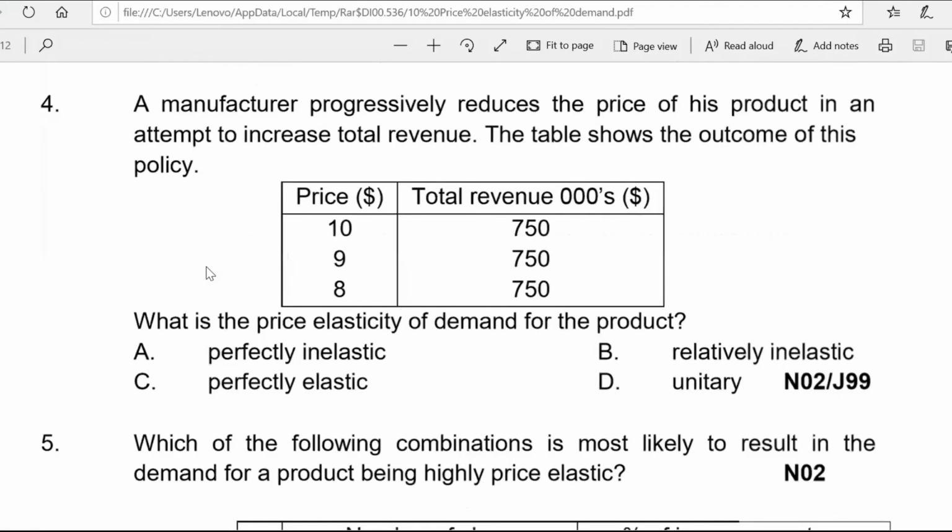Okay, we have question number 4 and try to solve it. All of you are requested to try question number 4.